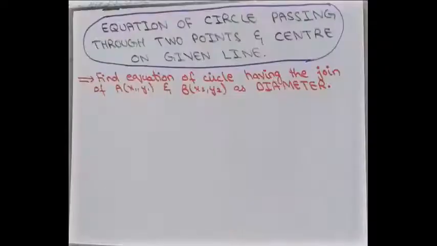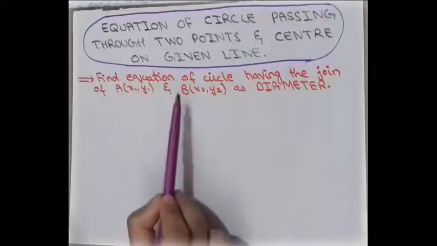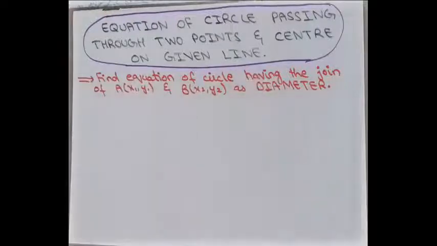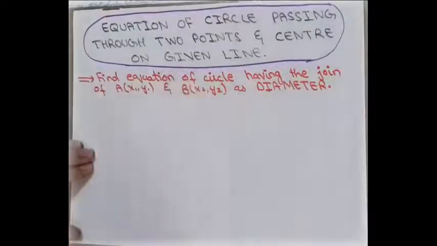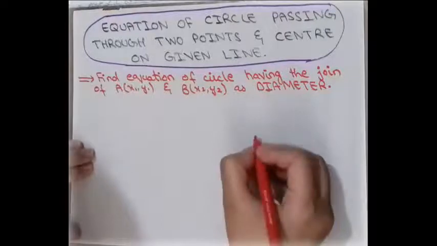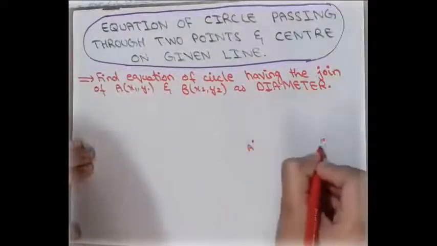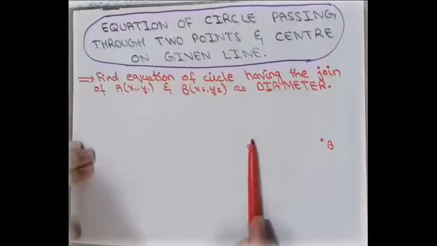Find the equation of a circle having the join of two points A and B, where the coordinates of point A are x1, y1, and in a similar way the coordinates of B are x2 and y2, as its diameter. So for this, first of all, draw the given information. We need to find the equation of a circle having the join of A and B. For example, if we have two points A and B as the diameter of a circle.